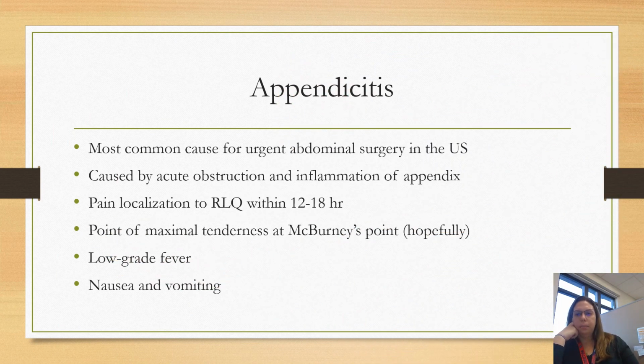Appendicitis. This is one of those examples of that hot abdomen. It's the most common cause for urgent abdominal surgery in the US. It's caused from that acute obstruction and inflammation of the appendix. We really don't know the function of the appendix or why it's even there. People seem to do okay when we take it out though, so we don't really know yet.